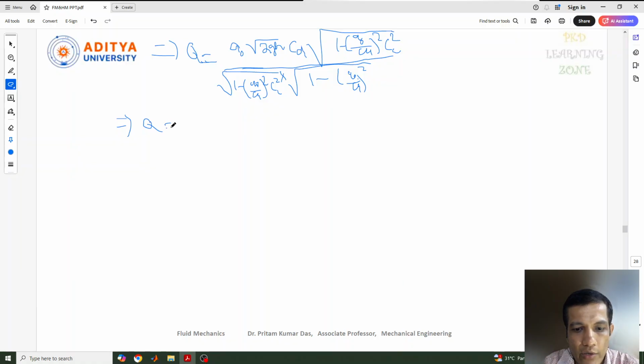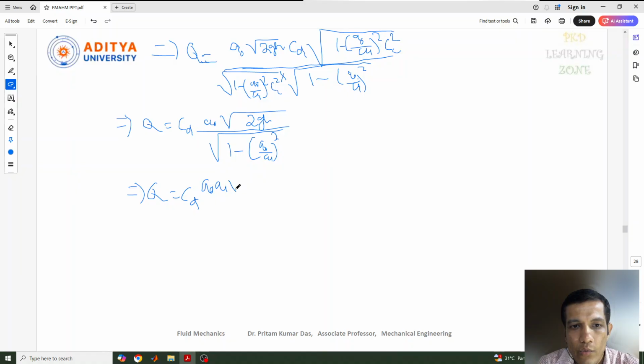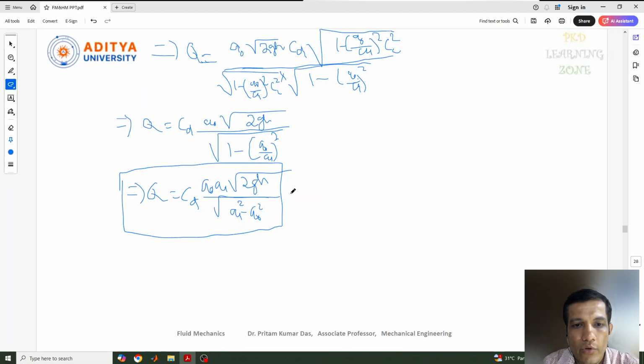So what I'll get here is Q equal to Cd, then a naught root over of 2gh divided by root over of 1 minus a naught by a1 squared. Finally, taking a1 common and solving this, I get Q equal to Cd a naught a1 root over of 2gh divided by root over of a1 squared minus a naught squared. If you remember, this was the previous equation we got for the venturimeter. The same equation we got here also.